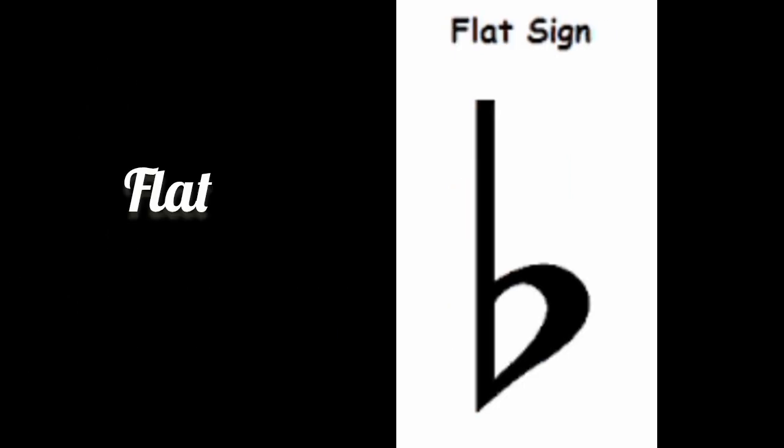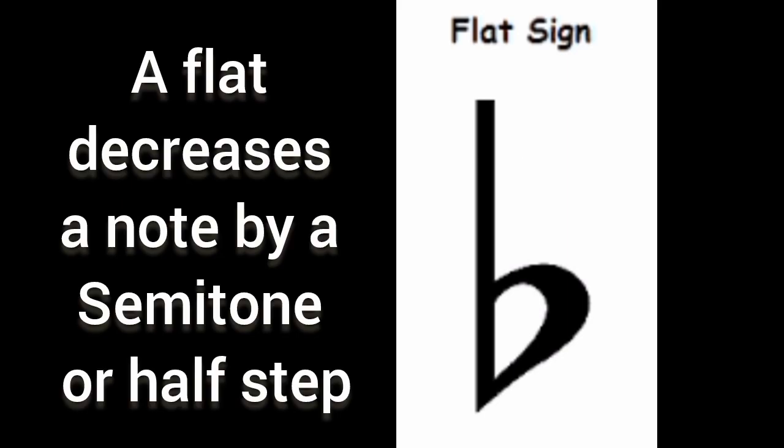The next one is a flat. A flat reduces or decreases a note by a semitone or a half step. So the sharp increases it by a semitone, while the flat reduces it by a semitone. The flat symbol looks like a b, but it is slightly different from a b.